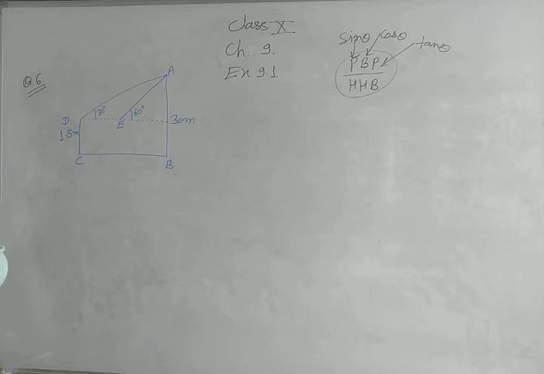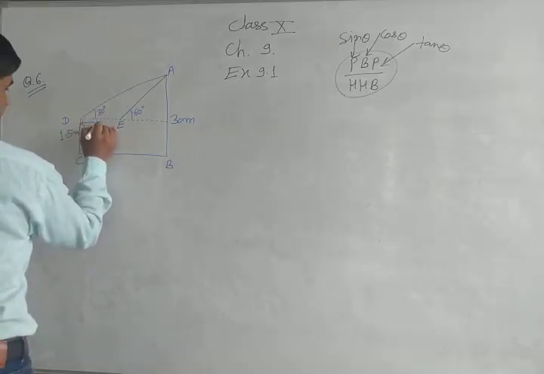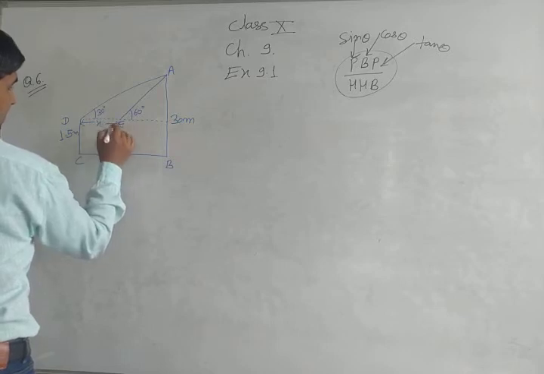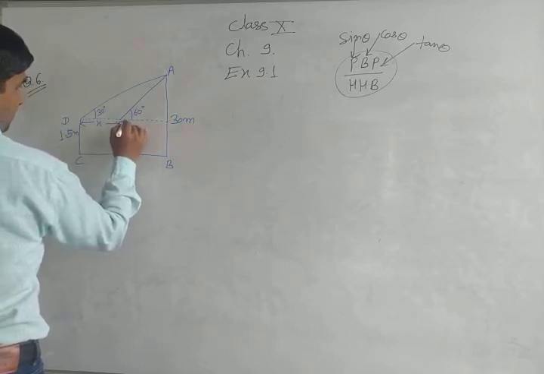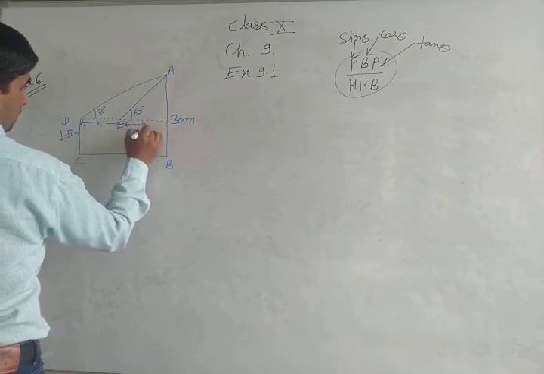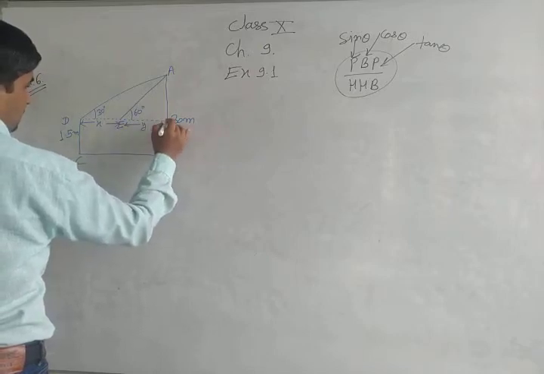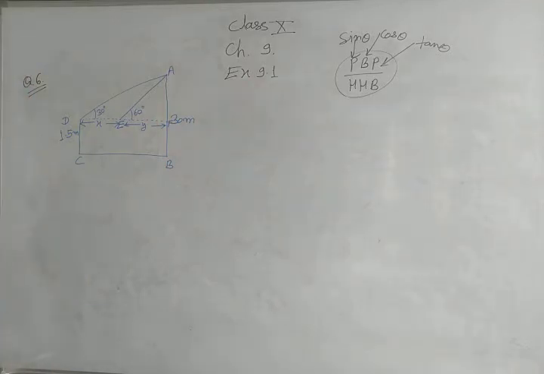Clear? Find the distance he walked toward the building. You have to find this distance, so we assume that this distance is x, and the remaining distance we also assume y, and here we assume point F. Clear? Okay. Now how do you solve this question?